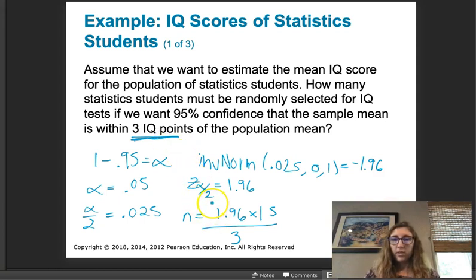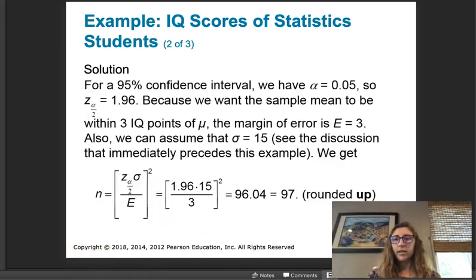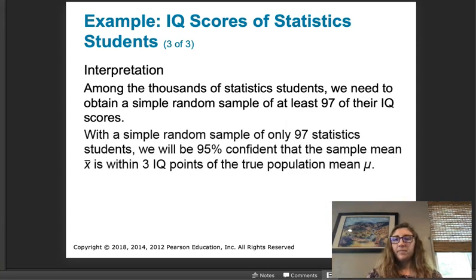Okay, so let's see, we multiply all of this, and we need to square this. From here, you just plug it straight in your calculator, and then you need to remember to round up. All right, so we got 97. So we need a sample of at least 97 statistics students in order to properly estimate the population IQ score, the mean population IQ score for stat students. All right, wonderful.